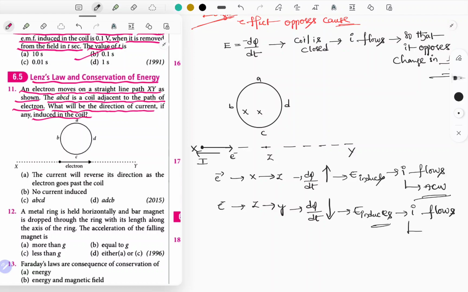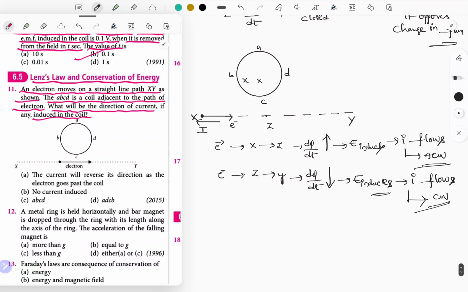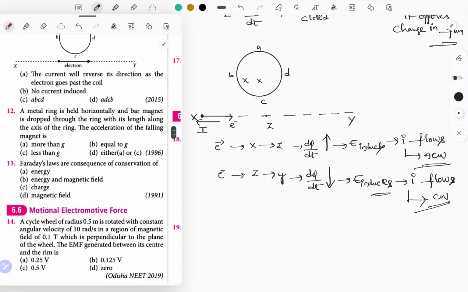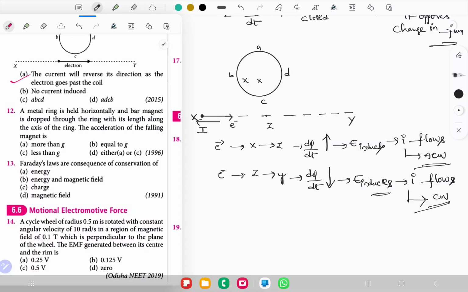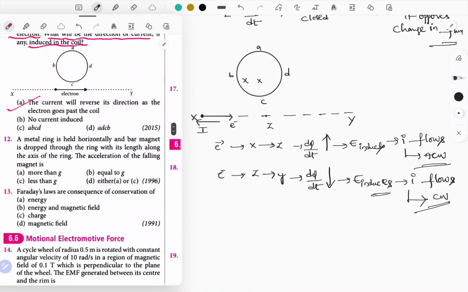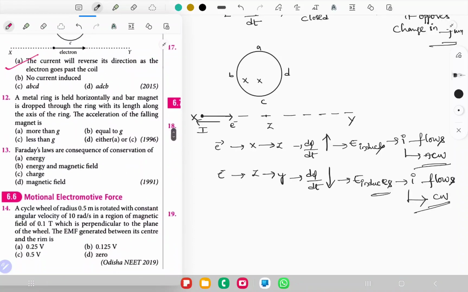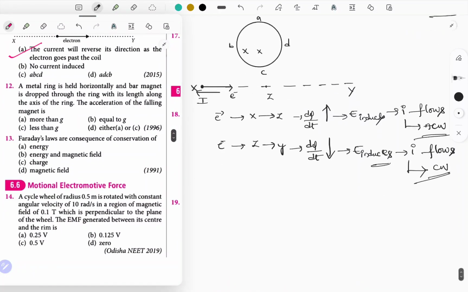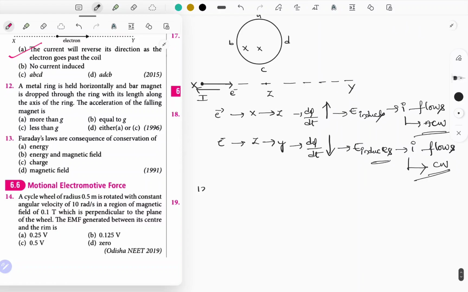Then what should I have to do? I have to increase. To increase, I have to produce magnetic field into the board. That means current direction must be clockwise. If you observe here, as the electron is passing this loop, the current direction is changing twice. Now observe, the very first option itself is very clear over there. The current will reverse its direction as the electron goes past the coil. Yes, it is. First option is correct. Let's move on to the next.